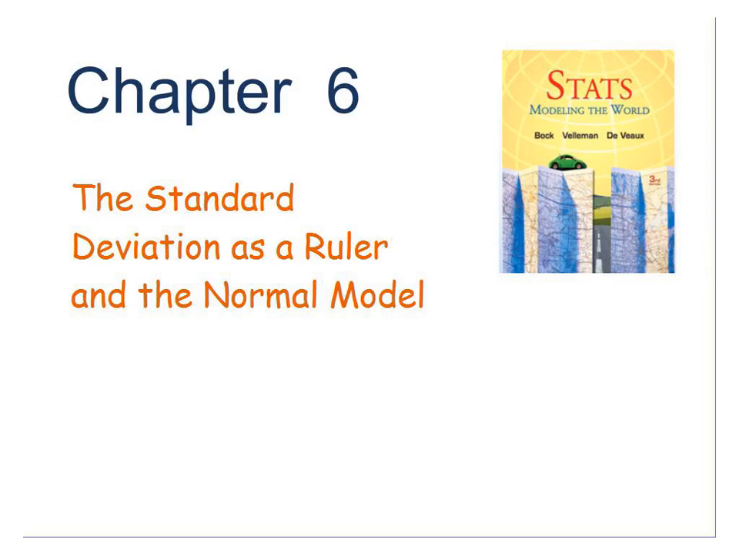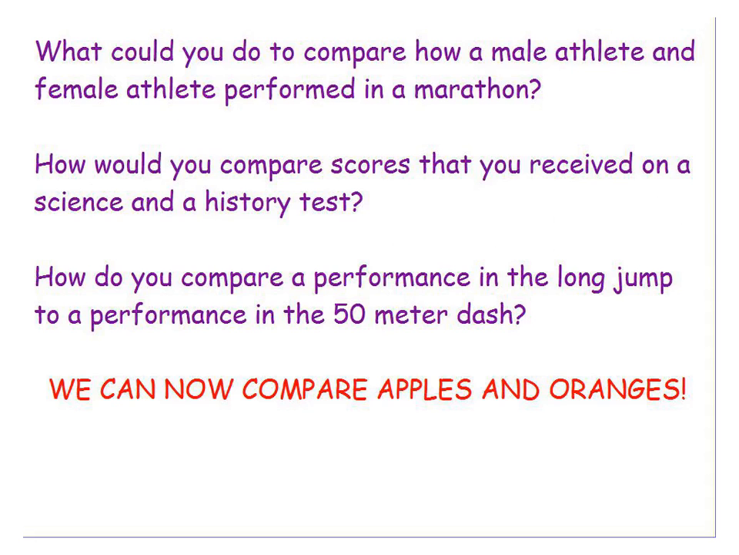So today's focus, though, is specifically on the concept of using the standard deviation as a ruler. So let's look at some information. What could you do to compare, for instance, a male athlete and a female athlete in a marathon? Because when a marathon occurs, everybody's running at the same time, but the men and the women are separated because there are differences in gender. So are there ways to compare them?